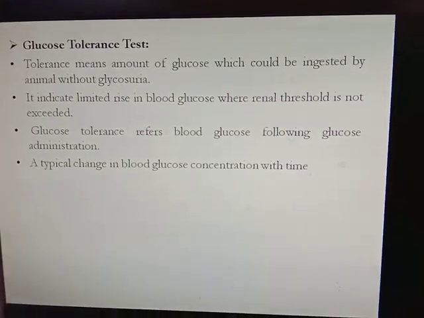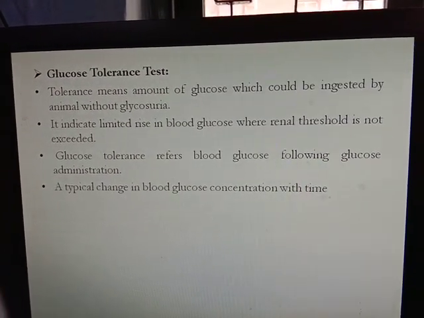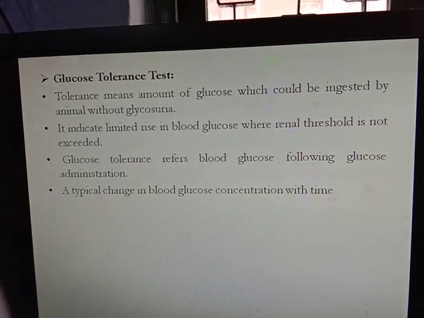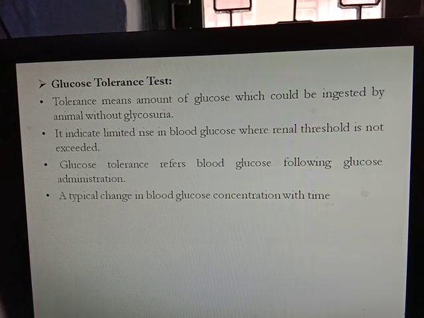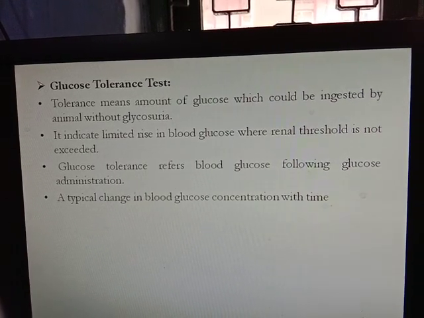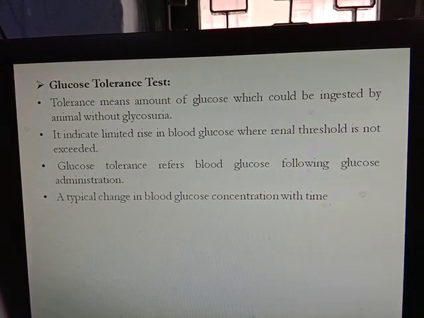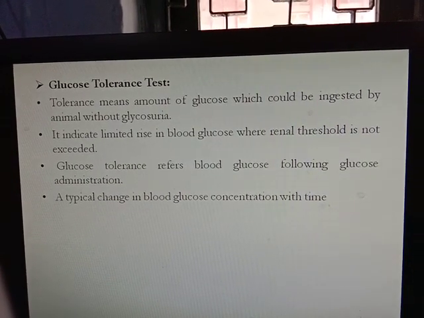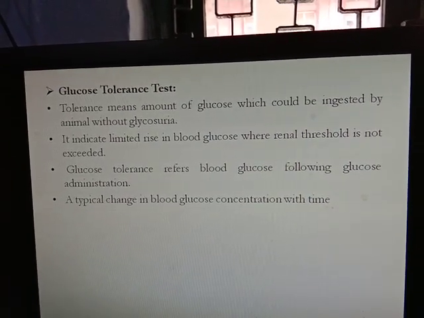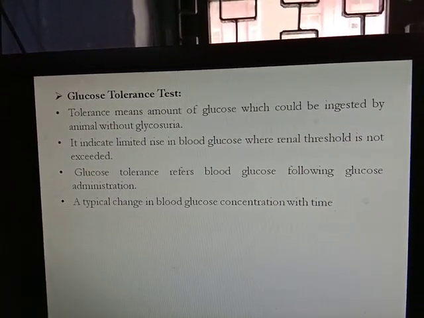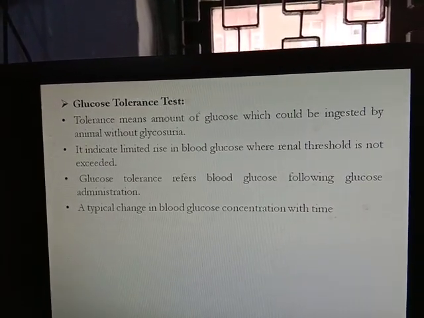As we know, when we give glucose to an animal, first the blood glucose will rise, then with the effect of insulin that glucose will be transported inside the cells, skeletal muscle and liver. So with the passage of time, the concentration of glucose in blood will decrease in a normal individual, whereas in a diabetic patient the blood glucose will be higher.